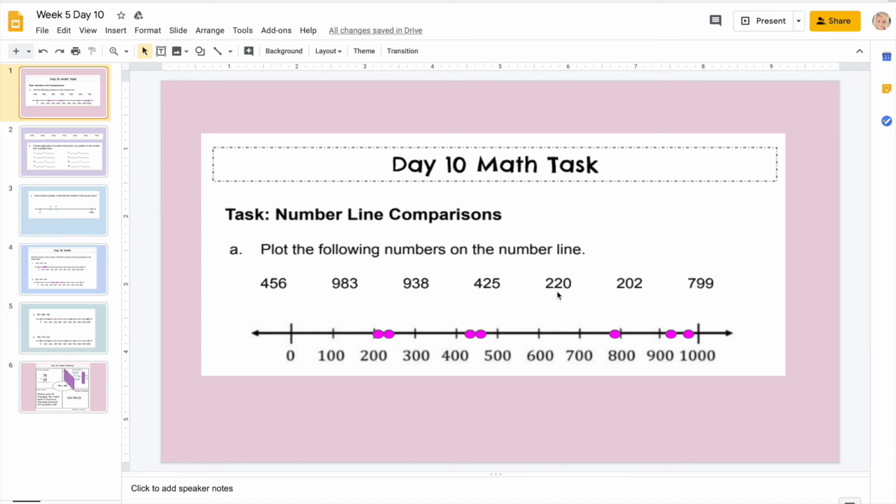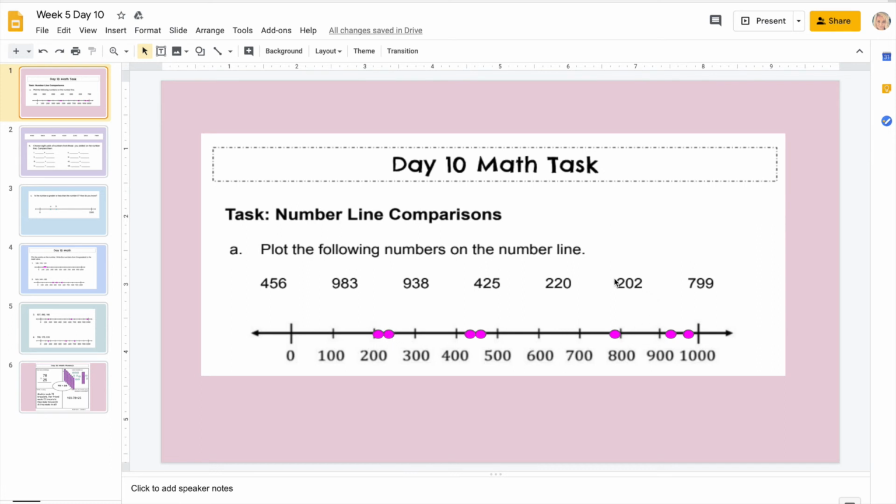Next, we're going to look at 220. The 2 is in the hundreds spot, so we know it's going to be after 200. Looking at the tens column, we have a 2, so we know it's not going to be at the midway point. It's just going to be slightly after 200. So I would plot that about right there. That would be the 220 here.